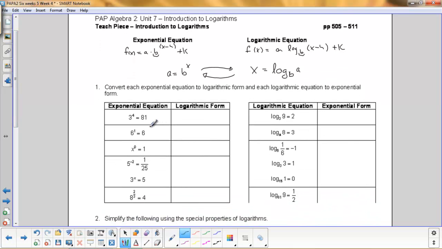Here are some simple transformations or conversions from one into the other. So the base remains the same. Log base 3 of 81 equals 4. Log base 6 of 6 equals 1. Log base x of 1 equals 0. Log base 5 of 1/25 equals -2. Log base 3 of 5 equals x. And finally, log base 8 of 4 equals 2/3.